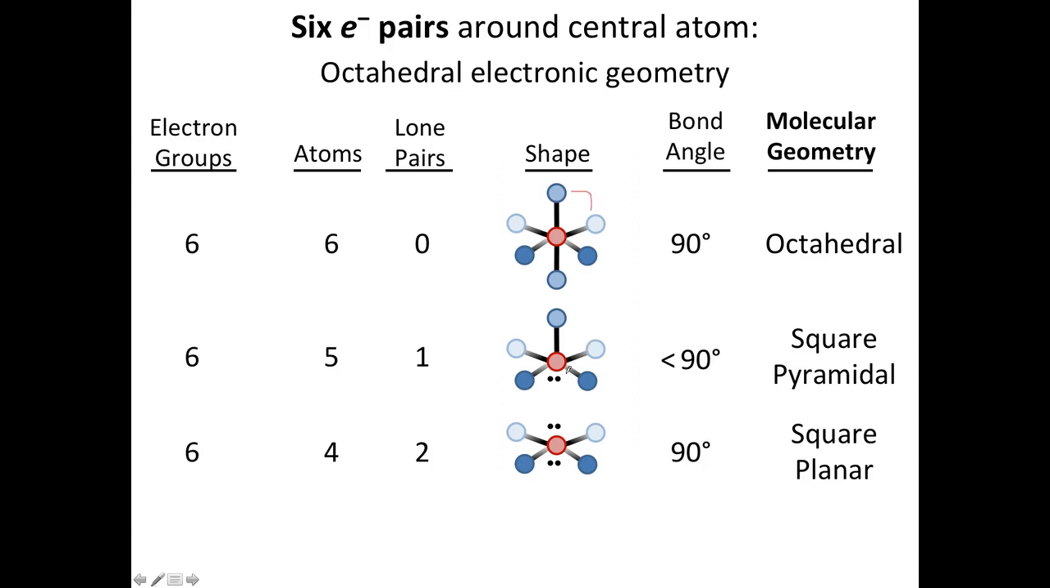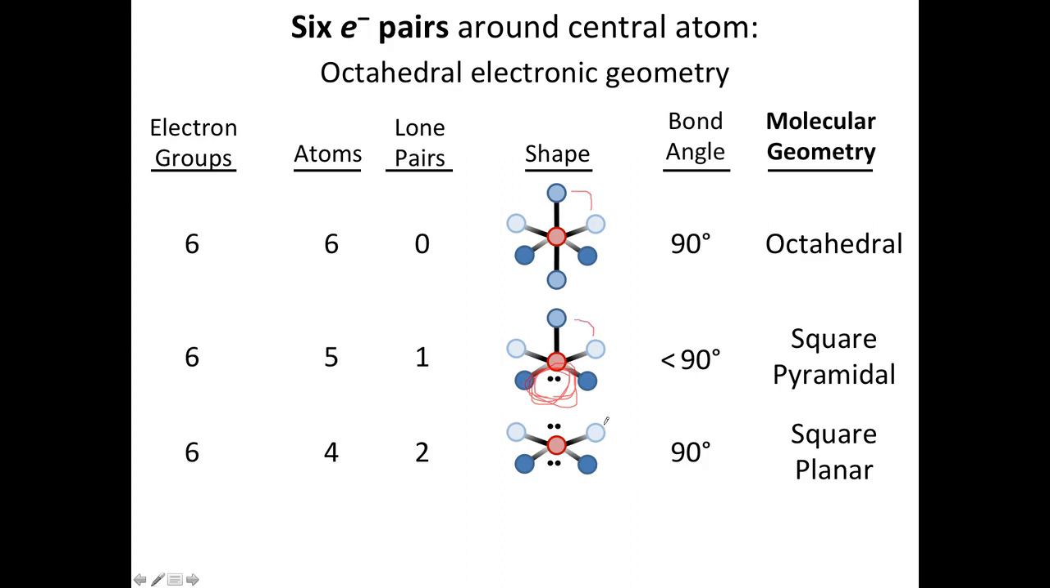Now, when you put a lone pair on it, it doesn't matter where that lone pair goes because all of these sites are equivalent. There's no axial or equatorial. And so I just parked it on the bottom because it looked pretty. And so that, again, takes up a little more space. And so this angle here is a little less than 90.